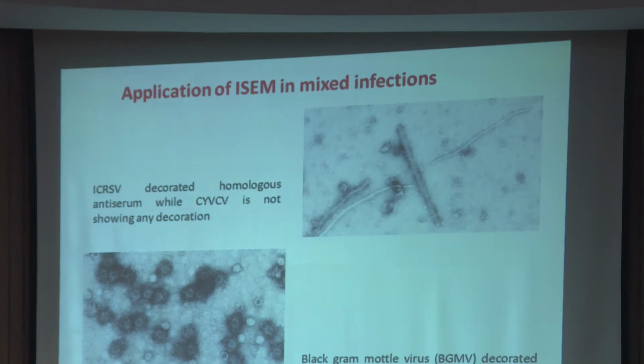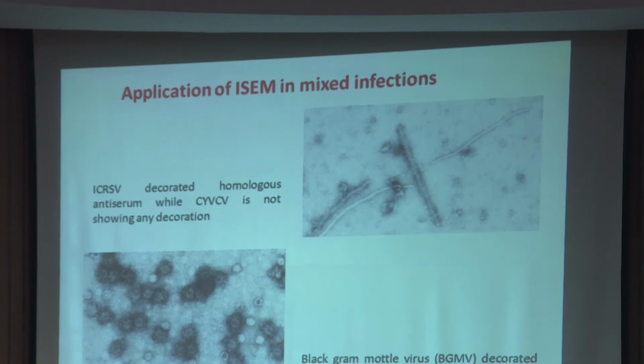Another combination is when we have viruses in a mixture with the same kind of particle shape, say flexuous particles or spherical particles, and there is more than one virus present. In that case, we again use the antibody. For example, in the first slide you can see Indian citrus ring spot virus and citrus yellow vein clearing virus; their morphology is more or less the same.